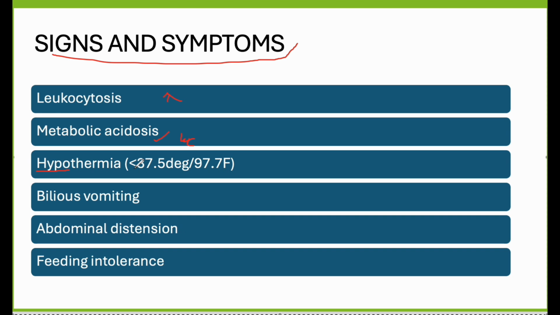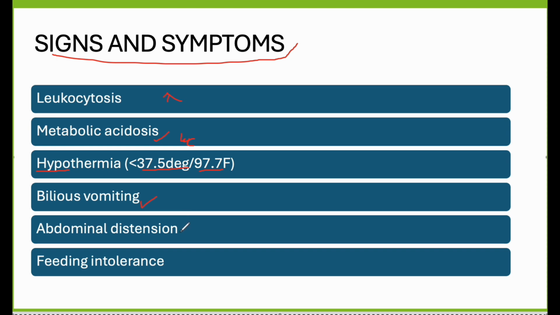So next is hypothermia. You need to look out for temperatures of less than 37.5 degrees Celsius or 97.7 degrees Fahrenheit, because severe sepsis usually causes vasodilation. So when there is vasodilation and an increase in blood flow towards the skin surface, there's going to be a drop in temperature. Next on the list is bilious vomiting. Whilst there's inflammation and edema going on in the bowels, there's going to be bile acid backing up in the GI tract, which will cause bilious vomiting. And this can be referred to as green emesis. So when you see green emesis or bilious vomiting, they are the same thing.